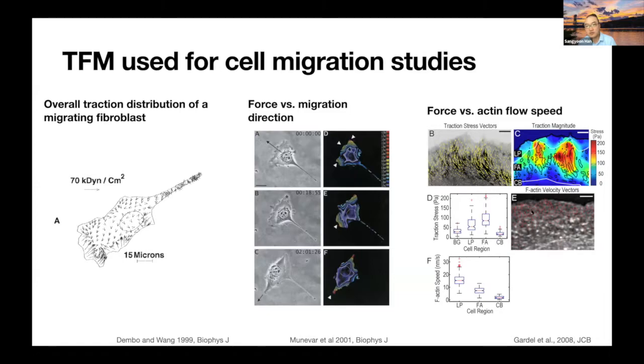Here, using actin speckle microscopy, they were able to track the velocity field of F-actin. They found that in the very front lamellipodia region, the velocity is great. In the focal adhesion region, the velocity is intermediate. And in the cell body, the velocity is very, very low. So they found there's not a linear relationship between the traction stress and the F-actin speed. There's more of a biphasic relationship.